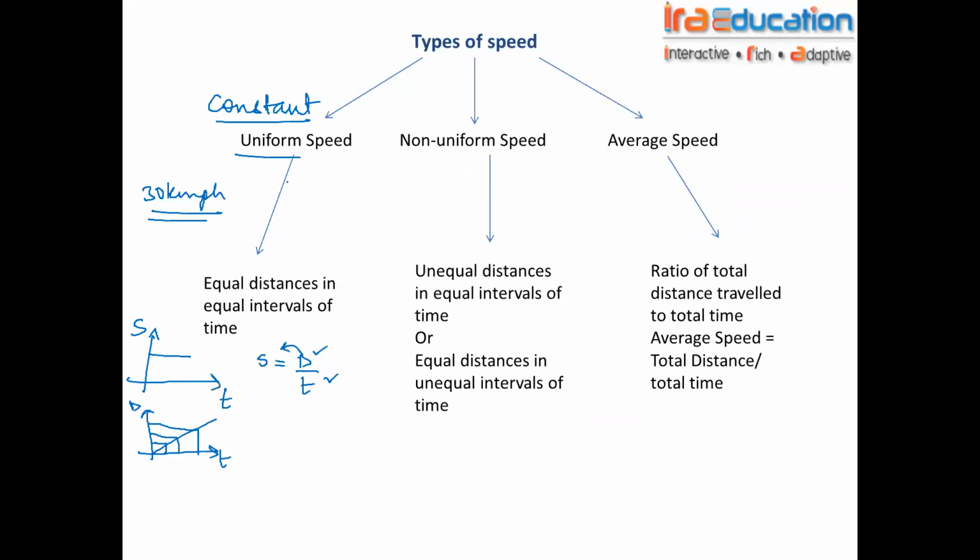Okay, clear? That's what uniform speed is. Uniform speed means equal distance in equal interval of time. Non-uniform, nothing to think about it: unequal distances in equal intervals of time, or equal distances in unequal intervals of time. Any one of them is equal and the other one is unequal. That's all. This is an important topic. Ma'am, if there is unequal distance in unequal intervals of time? You can't draw it. It's not possible.